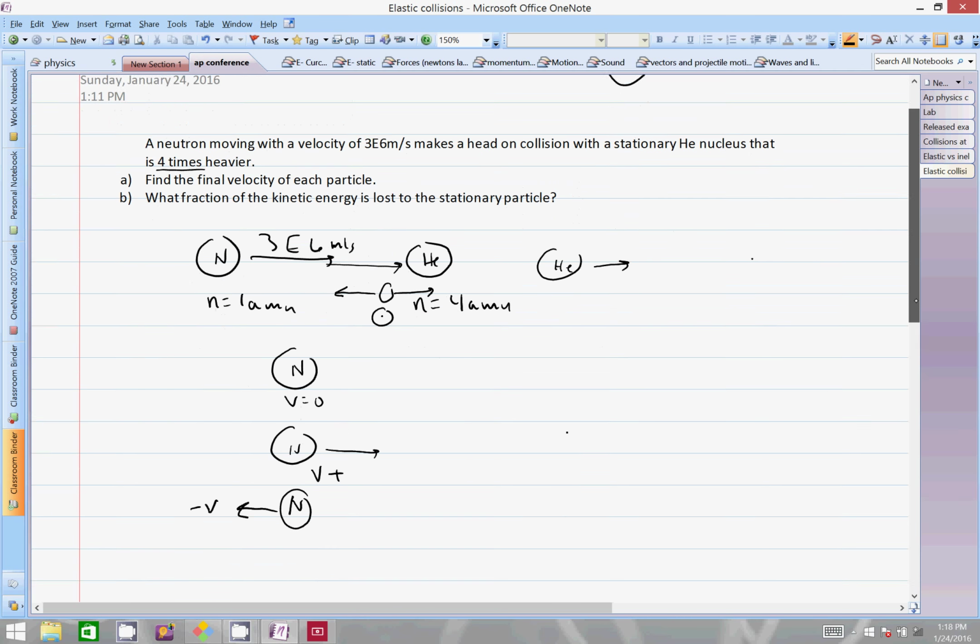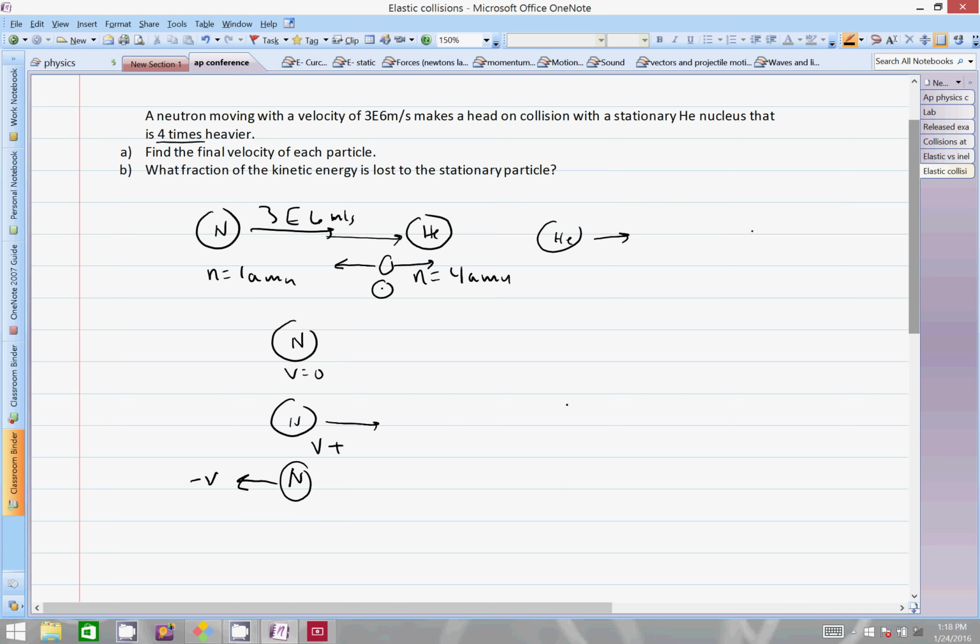So in this case, how do we solve this problem? For conservation of momentum, the momentum initial is the momentum of the neutron plus the momentum of the helium particle, equals the momentum final, which is the momentum of the neutron plus the momentum of the helium. So mass times velocity of the neutron plus the mass times velocity of the helium equals the mass times velocity of the neutron plus the mass times velocity of the helium.